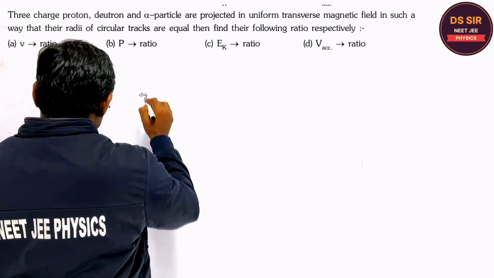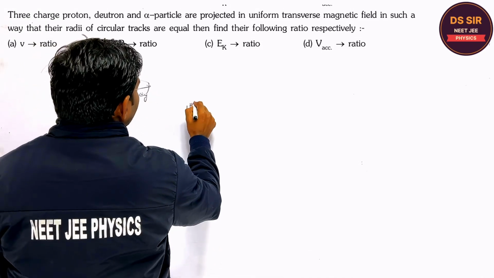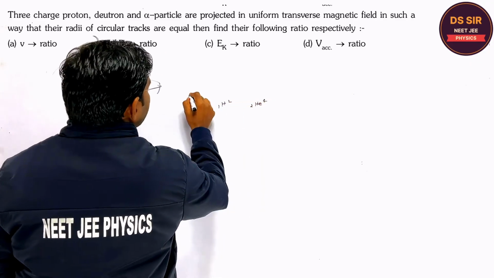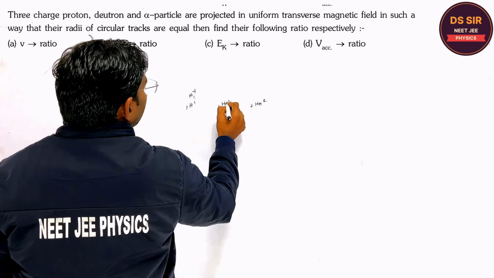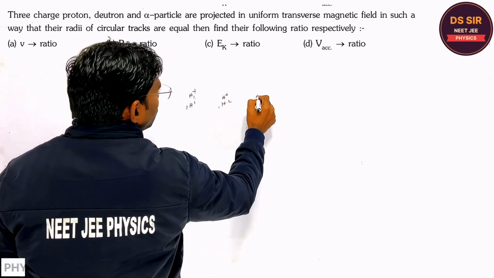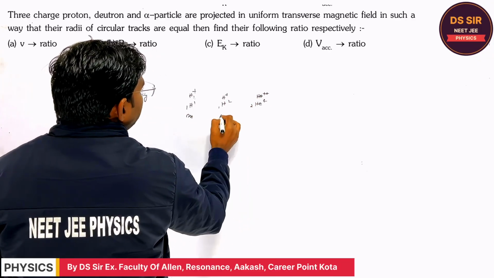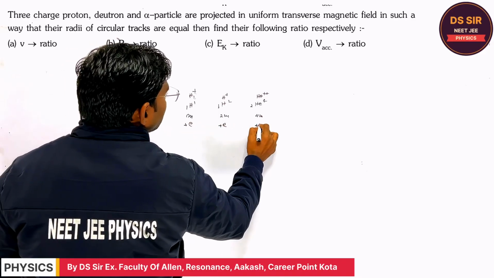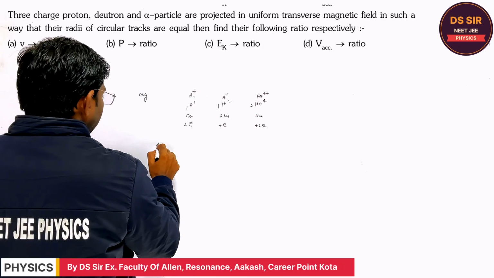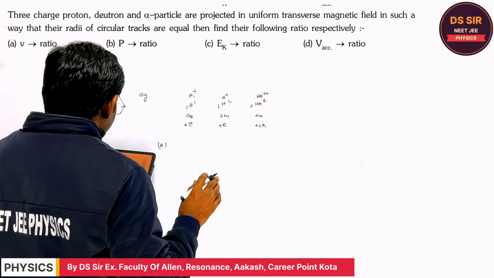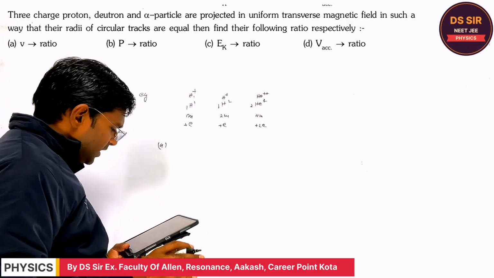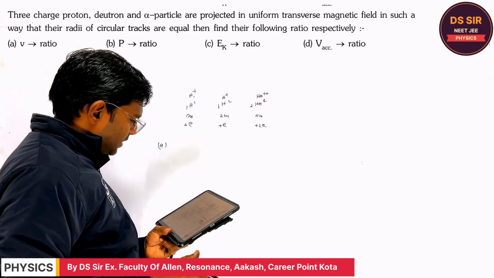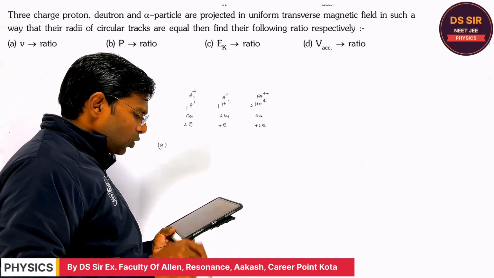So read this question. In this question, three charged particles again, proton, deuteron and the alpha particle. That is H plus, and this is H plus also with mass 2, and this is He plus plus. M, 2m, 4m are the masses, and plus e, plus e and plus 2e are the charges. They are projected in uniform transverse magnetic field in such a way that their radii of circular track are equal. Then you have to find the following ratios respectively.